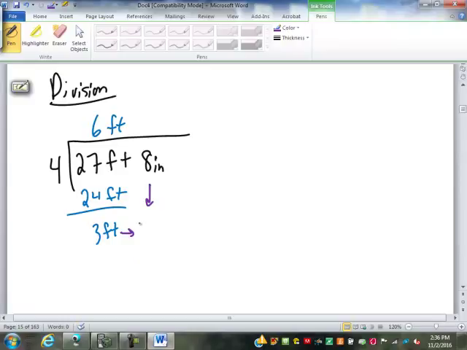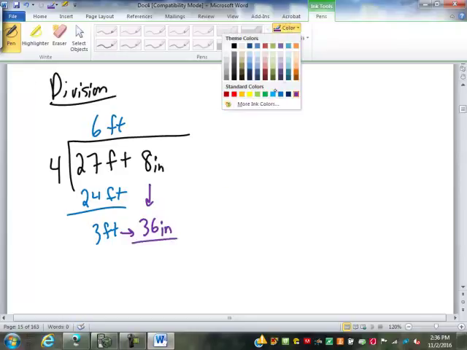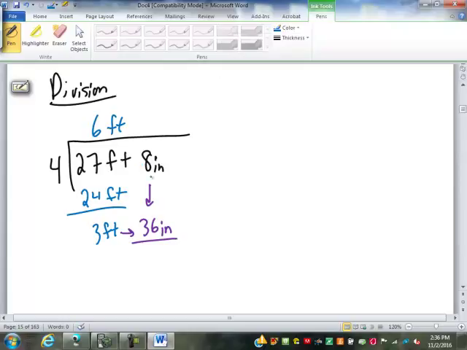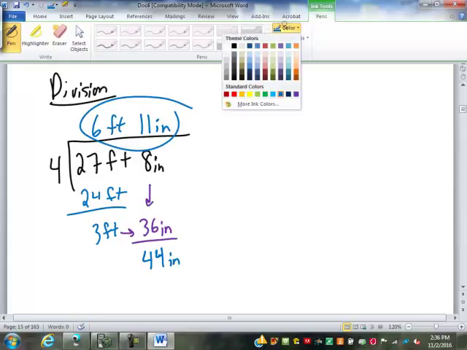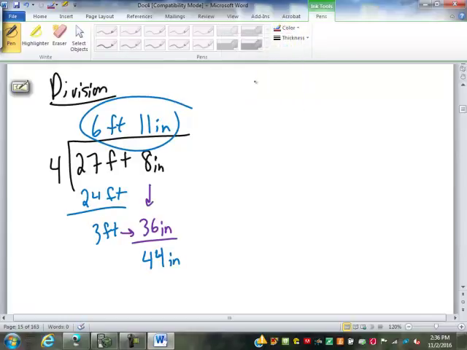3 feet is 36 inches. So now I can bring down my 8 inches. 8 and 36 make 44 inches. 44 divided by 4, it's 11 inches. So if I had 27 feet 8 inches, if I cut it into 4 equal pieces, it's going to be 6 feet and 11 inches.